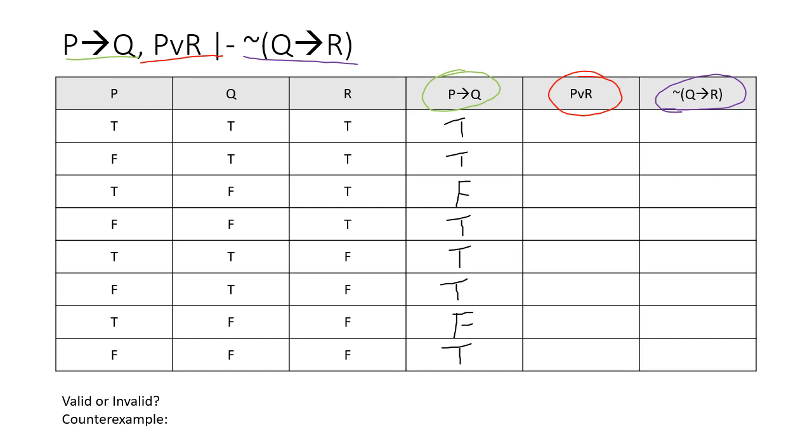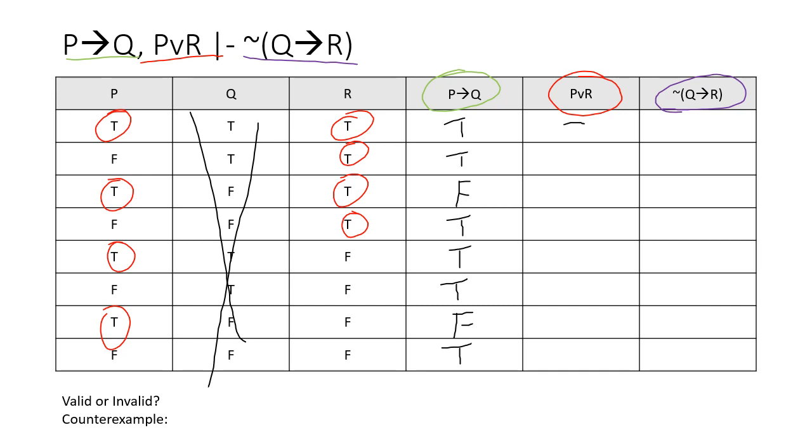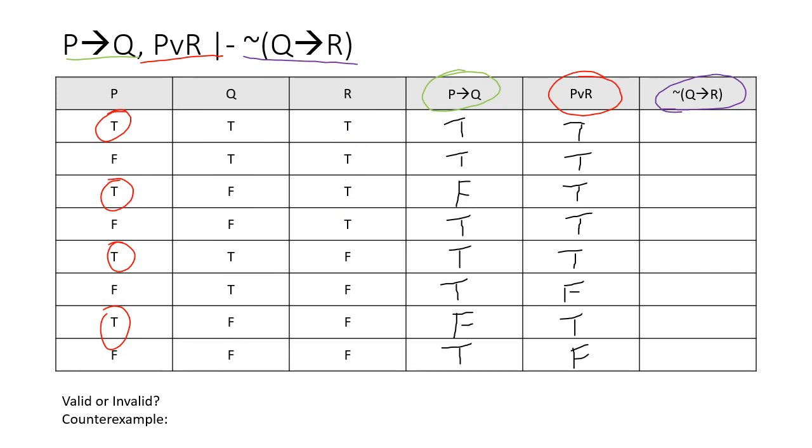We can move on to the wedge, so P or R, so we can ignore the Q again. And so with this, remember that a wedge is true wherever at least one of the sides are true. So we know that they are true except for in 6 and 8. So those are our two premises.